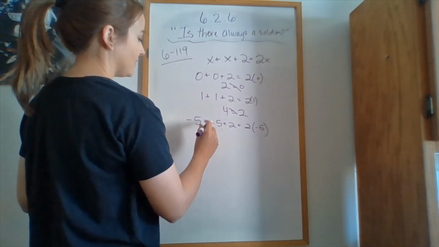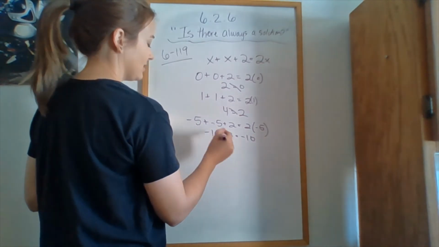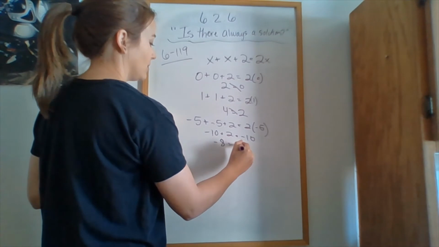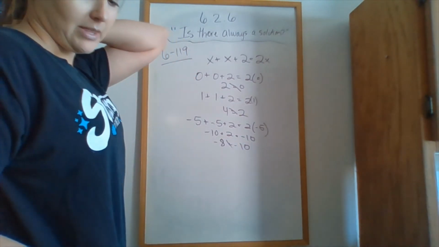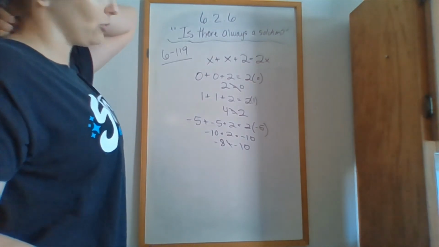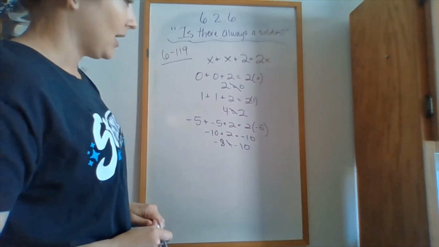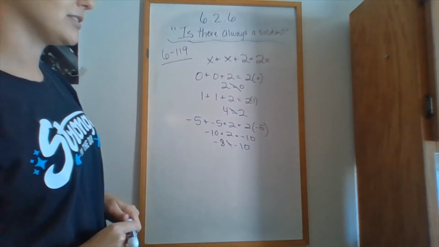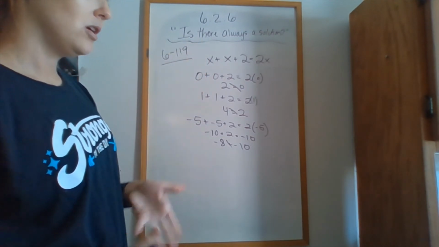Try negative 5. Negative 5 plus negative 5 plus 2 equals 2 times negative 5. Negative 5 plus negative 5 is negative 10. Plus 2 equals negative 10. That looks wrong. Negative 10 plus 2 is actually negative 8. And that's negative 10. Nope, doesn't work. So I'm going to safely assume that the sides are never going to be equal no matter what number you put there. So it says, did you find, for part C, any values for x that satisfied the equation for A? I'm going to say no.